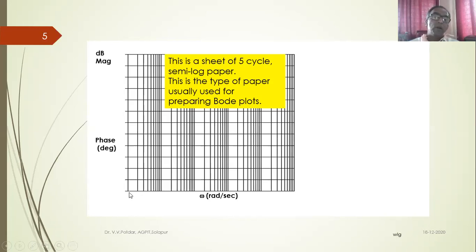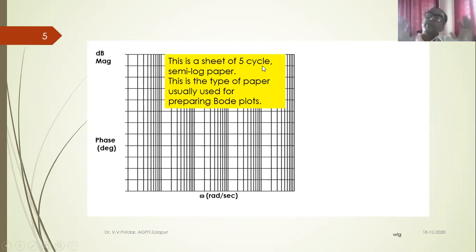Now this is called one decade. This logarithmic plot terminology is called one decade. Once again, from this line to this line, I have got 10 divisions. Another decade, third decade, fourth decade, fifth decade, right? These are also called cycles. First cycle, second cycle, third cycle, fourth cycle, 5 cycles. So this is a sheet of 5 cycles.